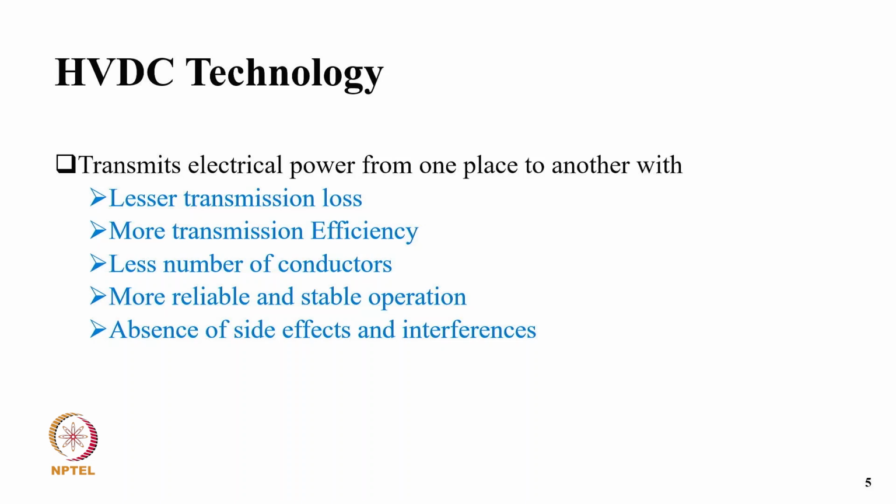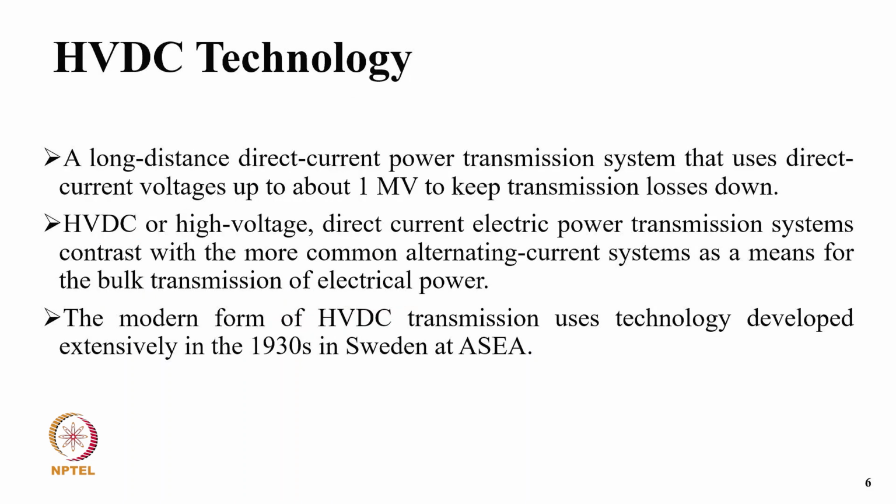So this HVDC technology transmits electric power from one place to another with lesser transmission losses, higher transmission efficiency, fewer conductors, more reliable and stable operation, and absence of side effects and interference. It is a long distance direct current power transmission system that uses direct current voltage up to about 1 megavolt to keep transmission losses down, and it contrasts with the more common alternating current systems as a means for the bulk transmission of electrical power.